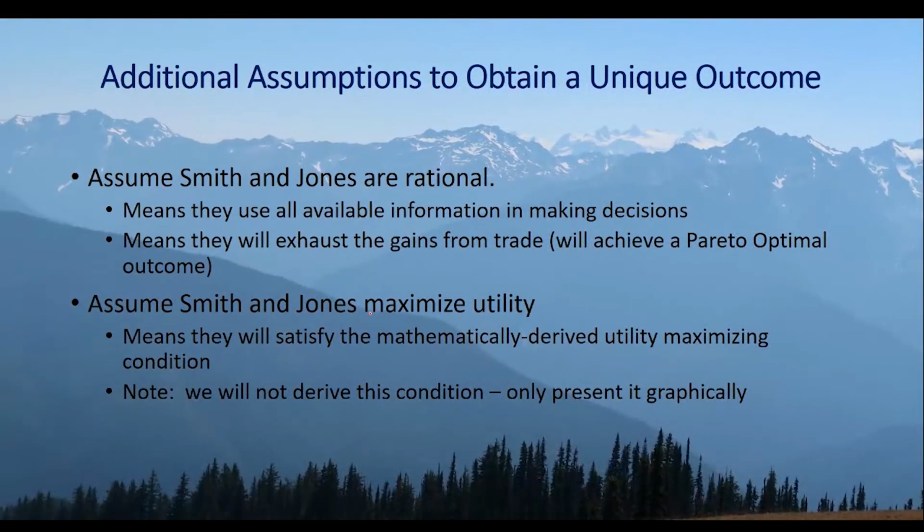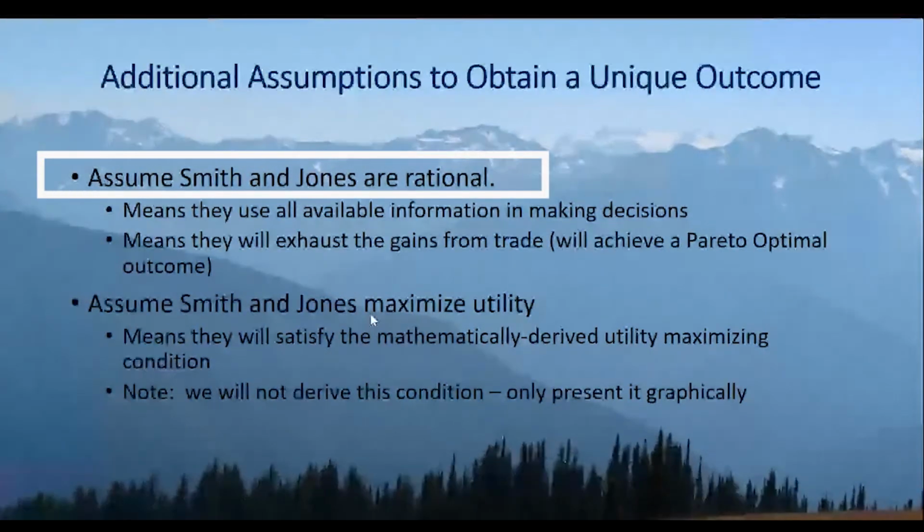Okay, so now what I'm going to do is change essentially the assumption that Smith and Jones are just utility seeking. Utility seeking is going to get us an outcome that they trade somewhere into the lens, but I don't really know where. What I'm going to add into that is a standard set of assumptions in economics, which is, first of all, to say, let's imagine that Smith and Jones are rational.